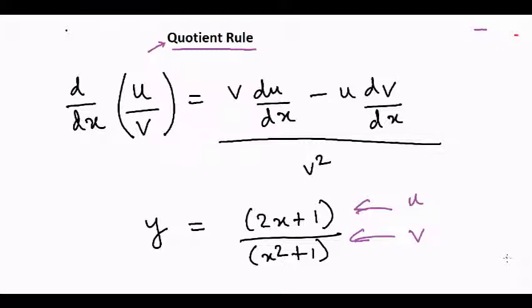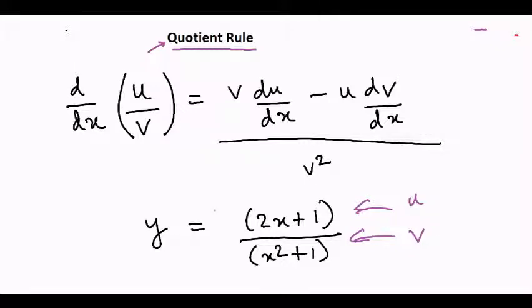We had learned in the previous videos about the product rule, which enables us to differentiate complicated functions. We are going to look at another kind of rule called the quotient rule, where we differentiate functions in the form u divided by v.